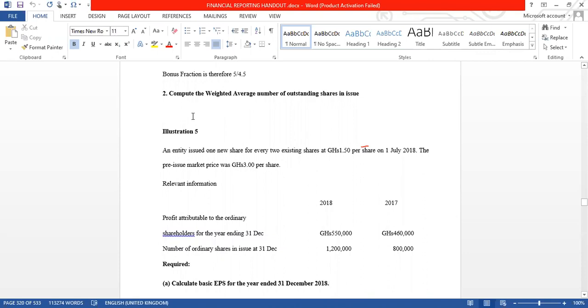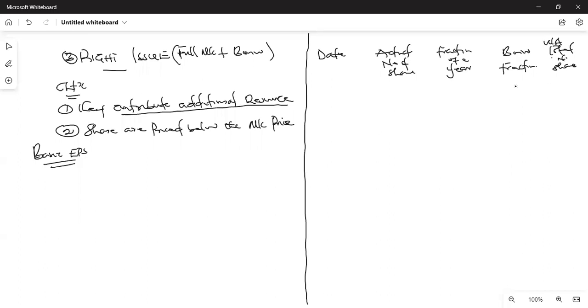So since we've been able to determine our bonus fraction, we can now use it to set up the table that we've seen here. All right, the table. So we can now slot in our bonus fraction as you can see here. It's very, very important for the rights issue. All right, so we found our bonus fraction. That is how we work.